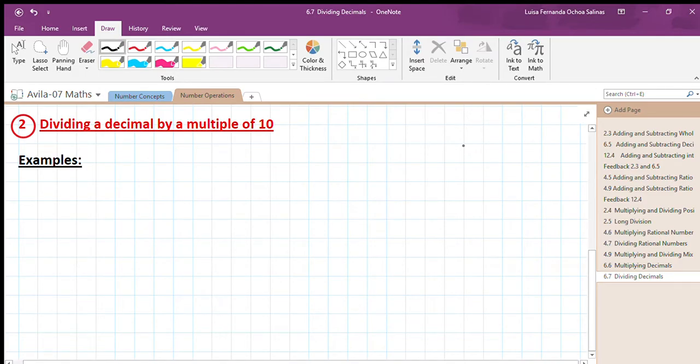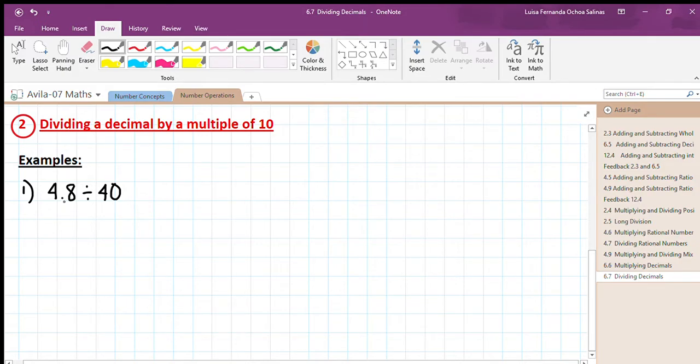Okay, girls, so let's do our second section for this chapter. It's going to be dividing a decimal by a multiple of 10. Let's look at an example. If I have 4 and 8/10 divided by 40. We're going to do this with fractions because it's going to make our life much easier.